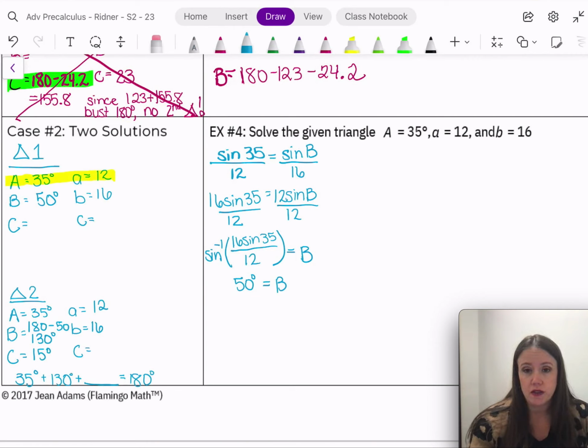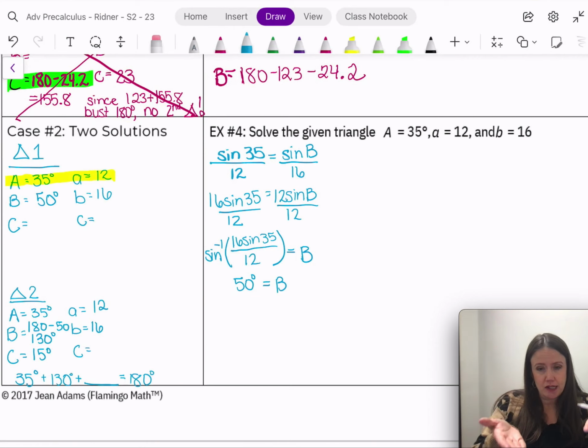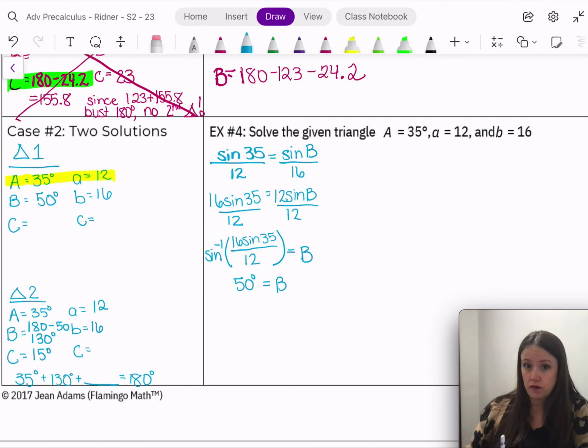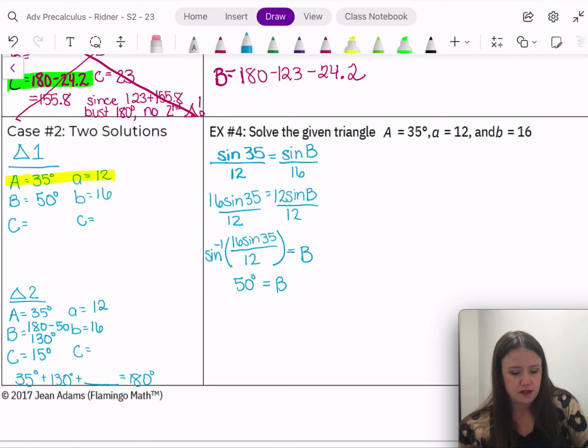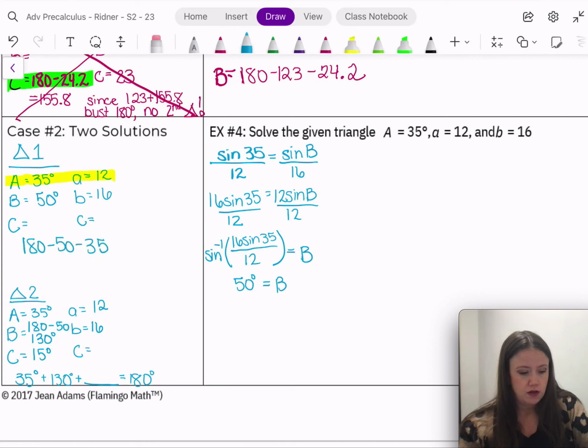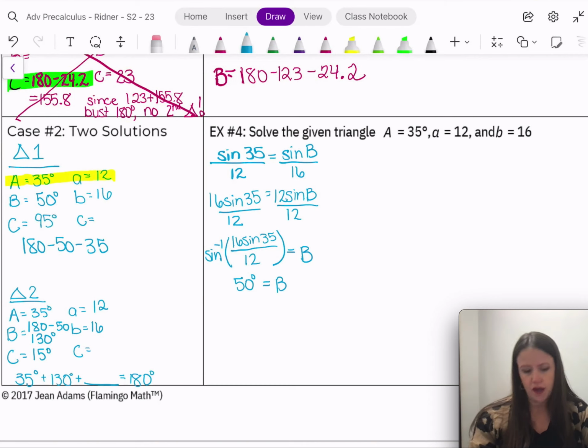I'm going to keep on working through to solve for everything. So this is kind of where you've got to balance. I need all of triangle 1 solved. I need all of triangle 2 solved. Okay. So in triangle 1, I can easily find C by doing 180 minus 50 minus 35, which would give me 95 degrees. Now to complete everything, I'm going to find both little c's. Just take it one triangle at a time.